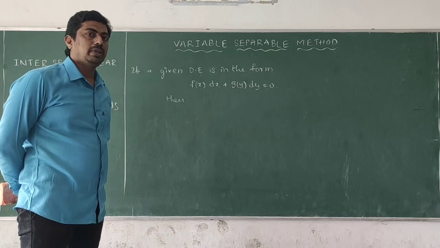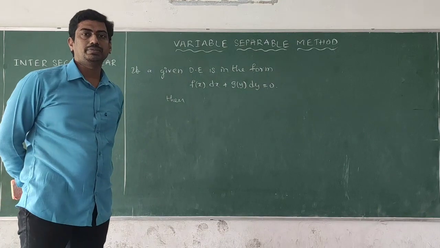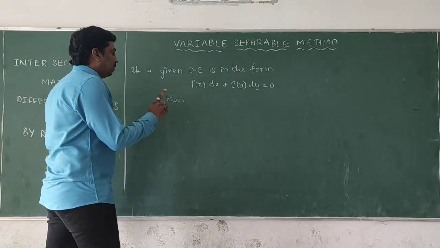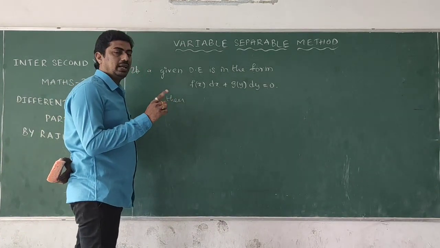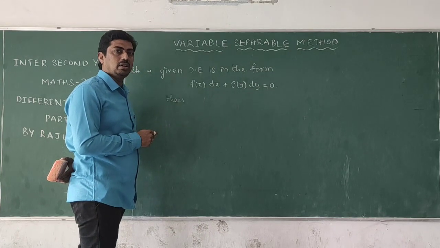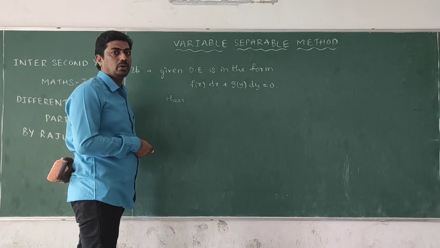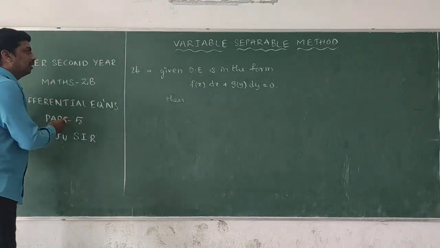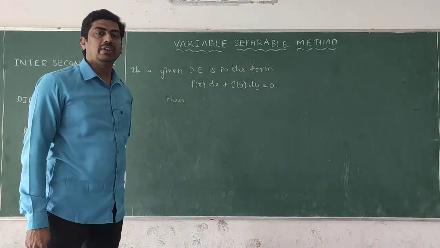Totally 4 parts completed till now. Today I will explain part 5. In part 4, in the first part, order and degree of the differential equation, and second, third, fourth parts, formation of DE I explained. Now today in part 5 we have the method of solving the given differential equation.